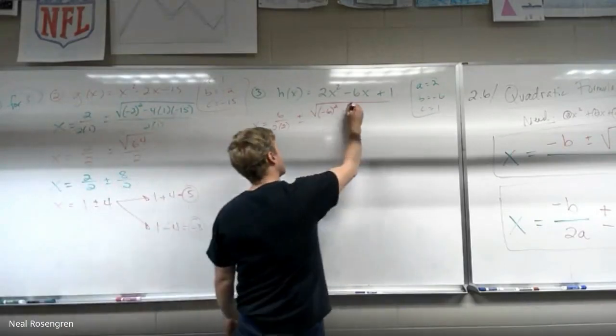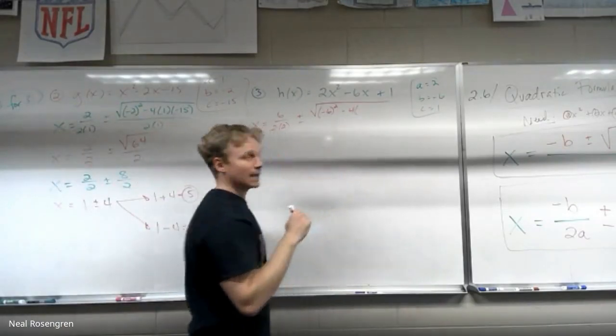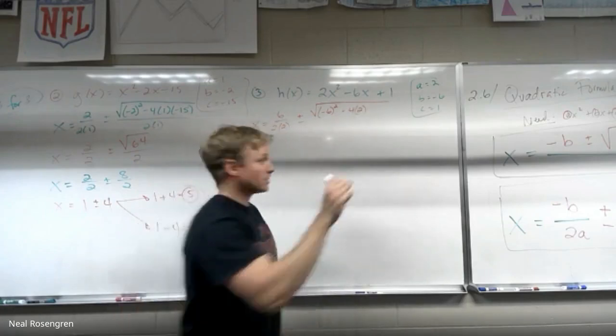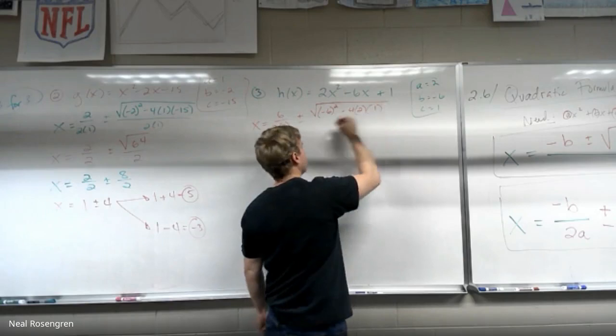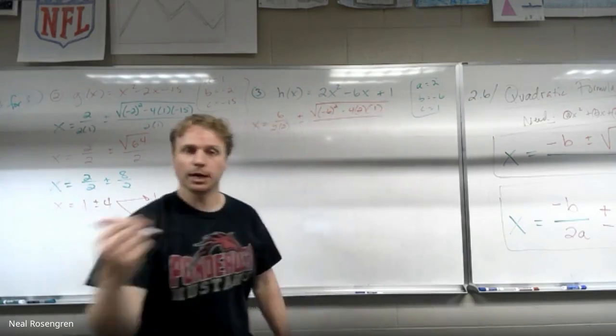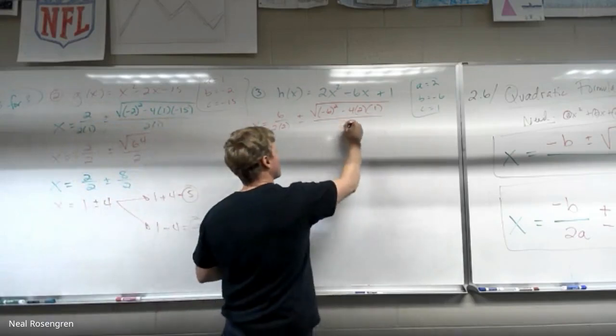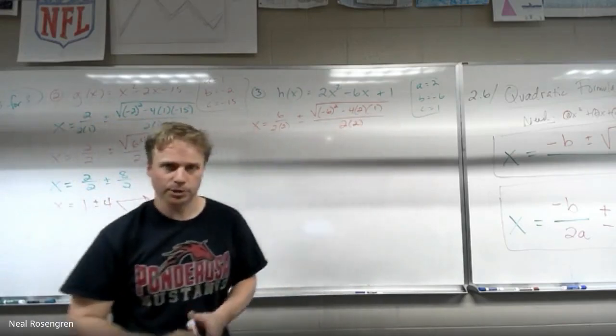And then minus 4 times a. A is now 2, so I better put the 2 there. Times c. All of those connected by multiplication. All right, 4 times a times c, all being multiplied together. And then on the bottom, same thing that was on the bottom of the first fraction, just 2 times 2.